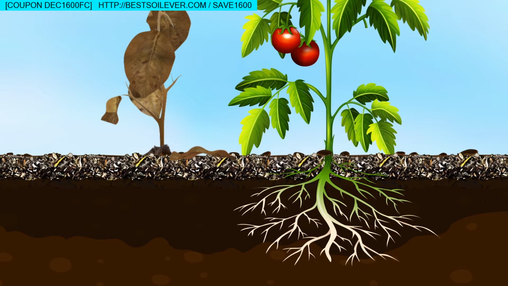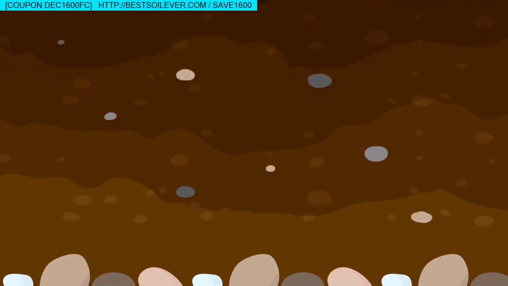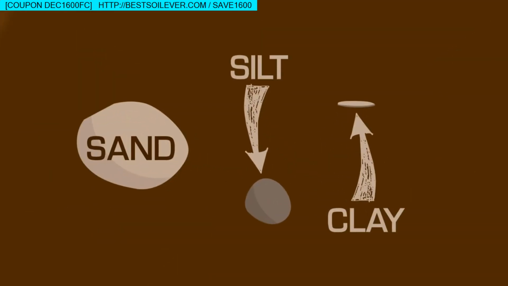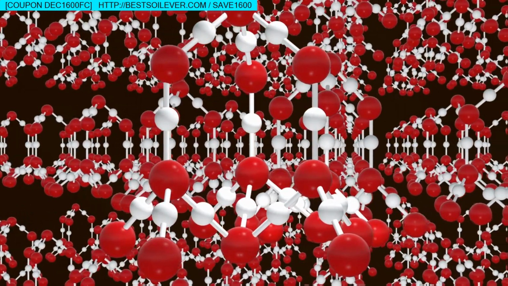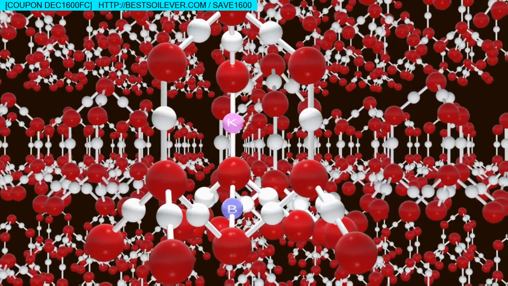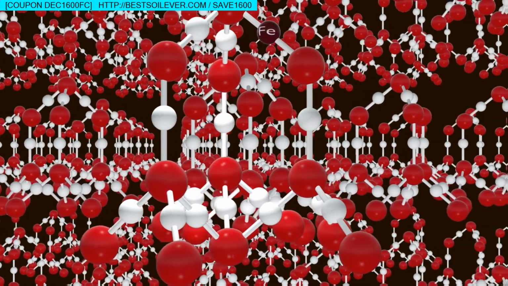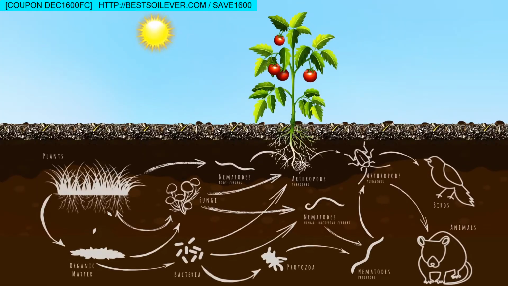microorganisms harvest nutrients from the parent material, the rocks and pebbles, and the much smaller particles such as sand, silts, and clays. At the molecular level, the parent material comprises large lattice structures which hold nitrogen, phosphorus, potassium, boron, calcium, iron, and all the other nutrients that a plant needs. With a balanced soil food web in place, plants can control the nutrient cycling that's happening in the root zone.